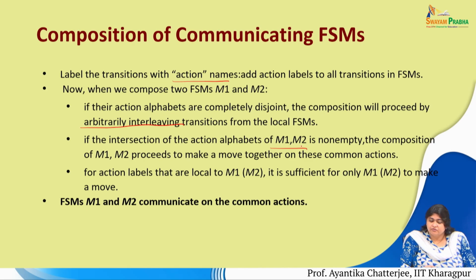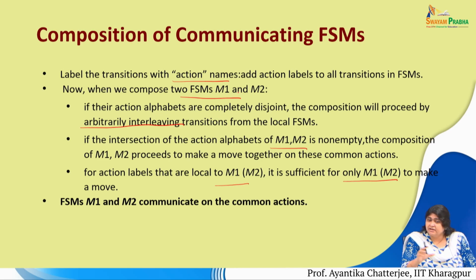For action labels that are local to M1, it is sufficient for only M1 to make a move. Sorry, M1 and M2 are the two FSMs, not the alphabets. So, if these two FSMs M1 and M2 have some common action alphabets defined, then the transition will only be taken when this common action is satisfied.